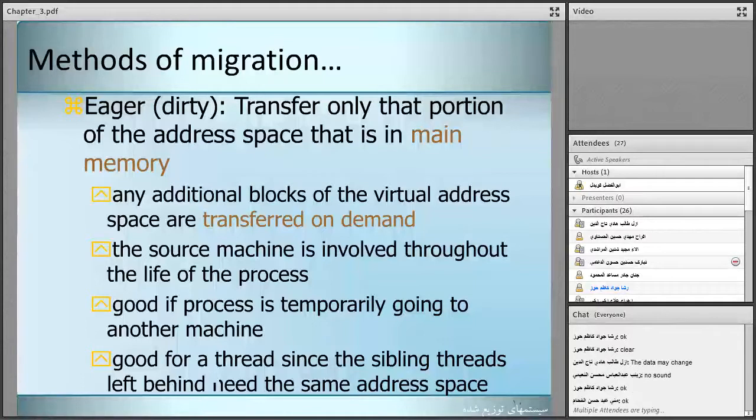Very good. So this method is good if process is temporarily going to another machine. The process is going to another machine for a temporary purpose, for a short time, and it wants to go back immediately. So this method is good because we do not need to transfer all the data to the destination machine.